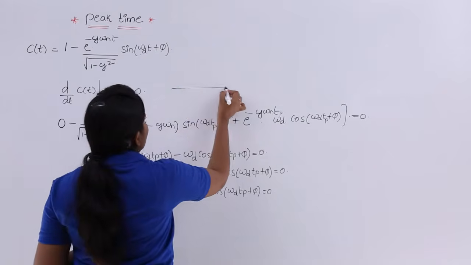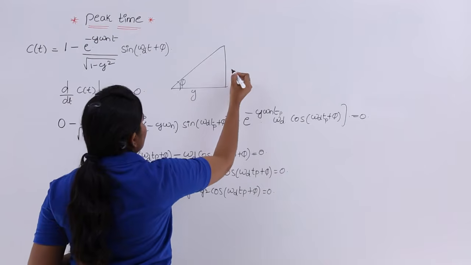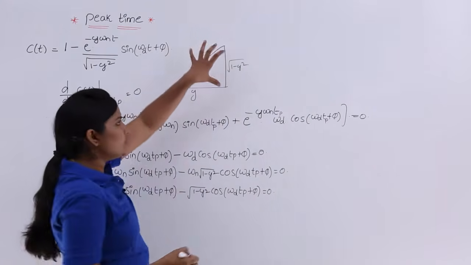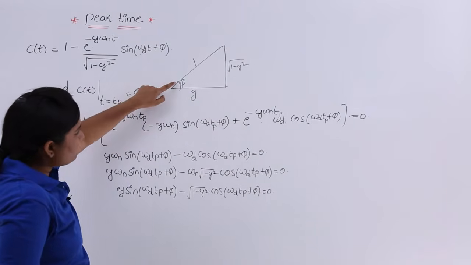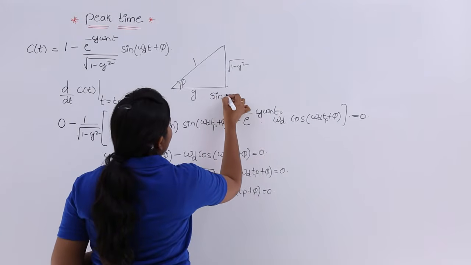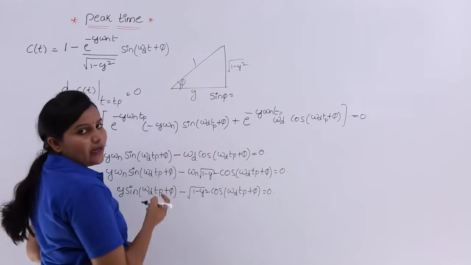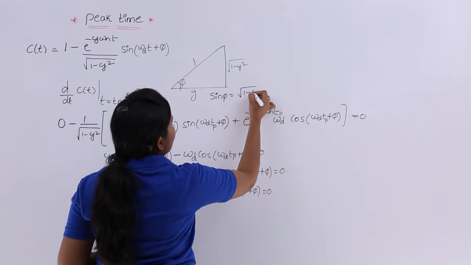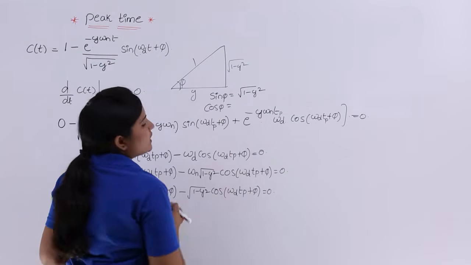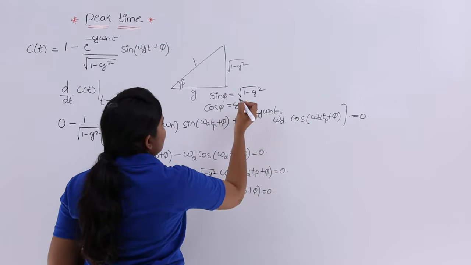And we know one thing, to take the angle phi, so zeta root of 1 minus zeta square, and this is for underdamped system. And from this angle diagram, sin phi is equivalent to opposite side by hypotenuse. So that means root of 1 minus zeta square. From this same diagram, cos phi is equivalent to adjacent side by hypotenuse, that means zeta.